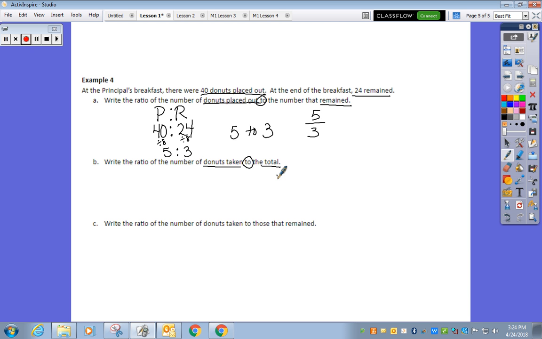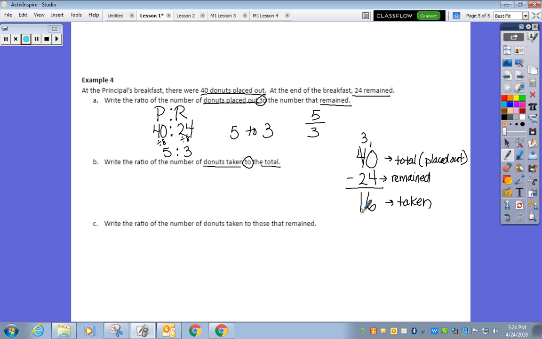But what we have to figure out here is the number of donuts that were taken. So if we started with 40, and at the end, 24 remained, to find what the difference was, I'm going to subtract those 2 numbers. So I'm taking the total, which is the number that was placed out. That's how many we had total originally. Subtracting the number that remained, and that's going to give me the number that were taken. So a little bit of thinking on that one.